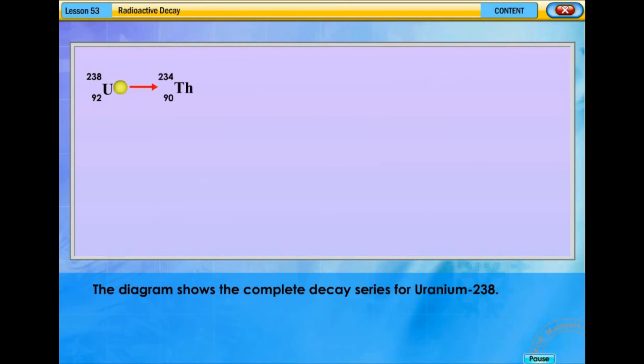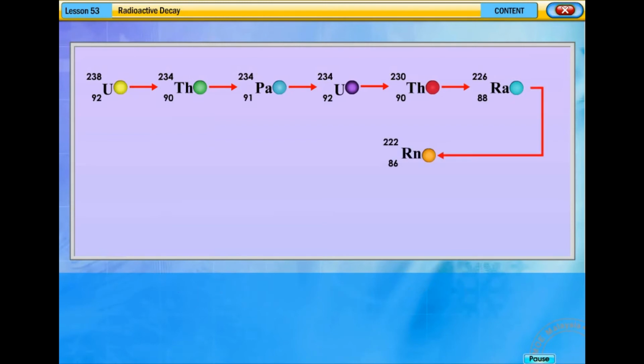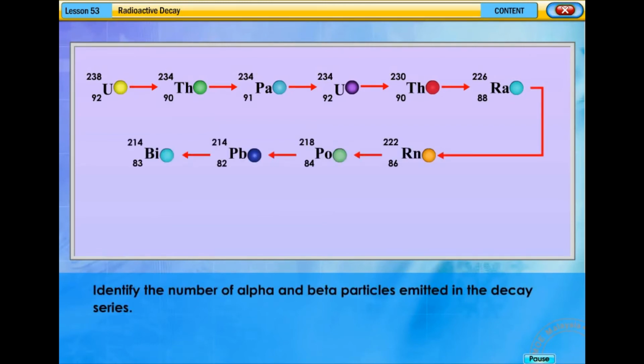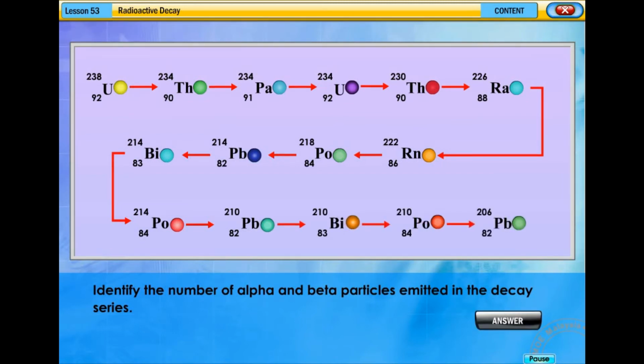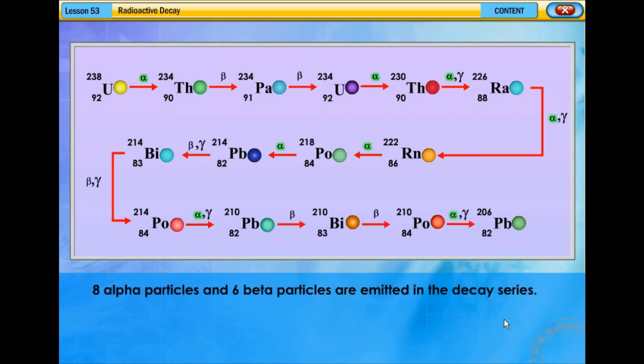The diagram shows the complete decay series for uranium-238. Identify the number of alpha and beta particles emitted in the decay series. Eight alpha particles and 6 beta particles are emitted in the decay series. The radioactive decay also emitted 6 series of gamma ray.